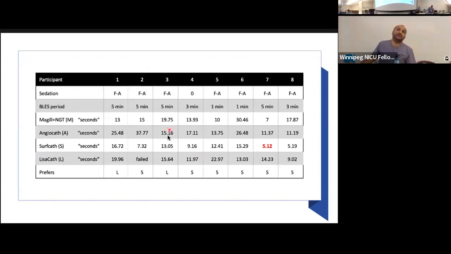So this is the timing needed to perform the procedure for each of these, whether Miguel with NG tube, NG catheter. You can say NG catheter is the worst one, the SurfCath or the Bliss cath. For sedation, most of the participants preferred the fentanyl atropine. For the period of instillation, most of us preferred a slow instillation between 3 to 5 minutes. We had only 2 participants who preferred 1 minute.